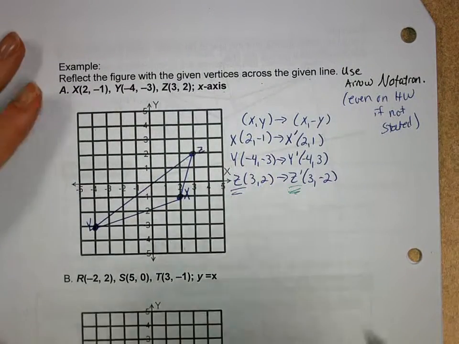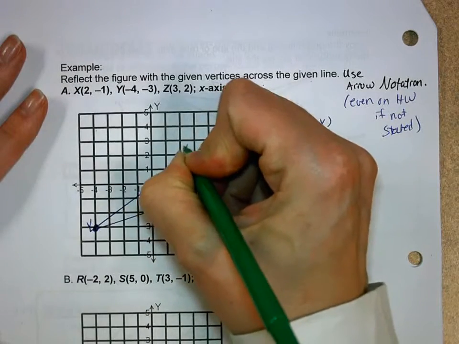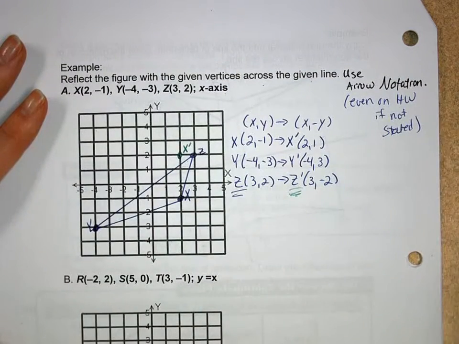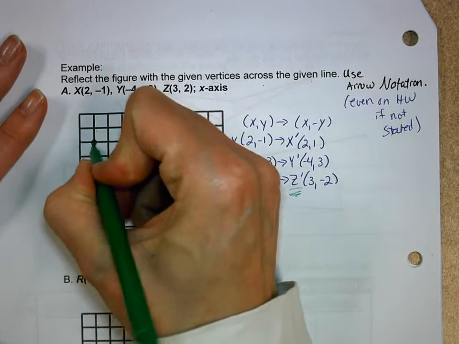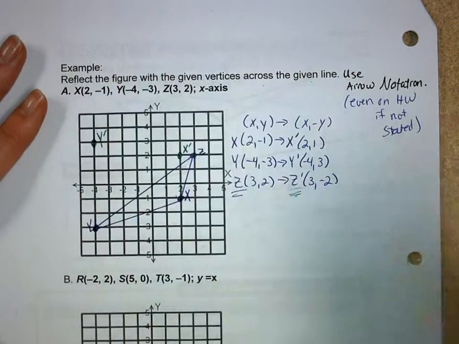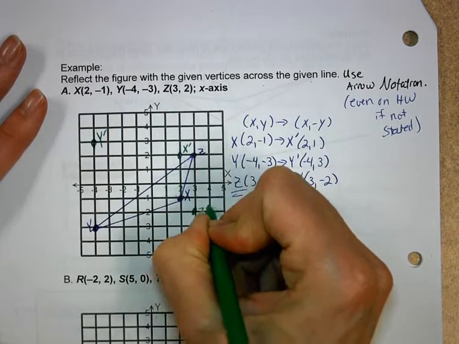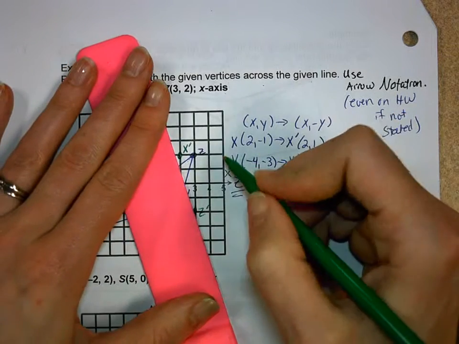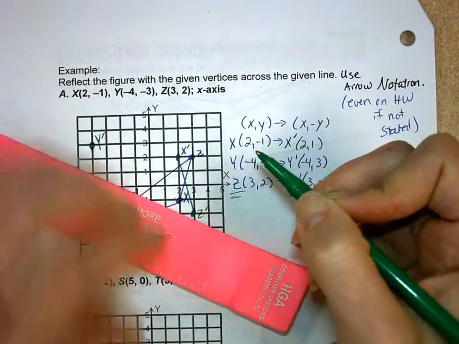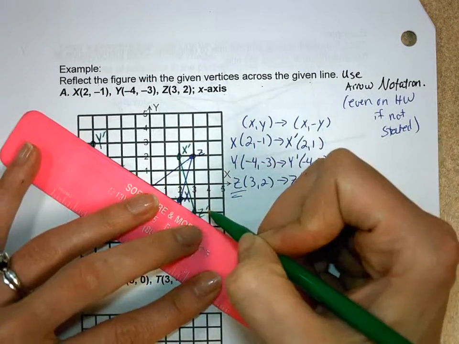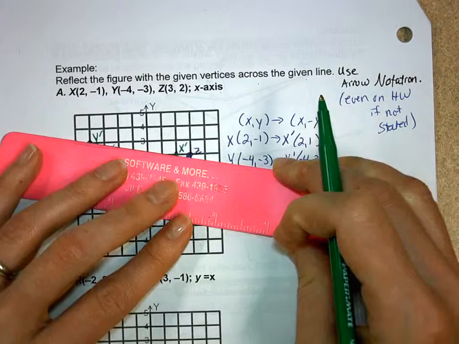Now let's go ahead and put our primes in. X prime is going to be at (2, 1), right here. X prime. You see the green? And then we have Y prime at (negative 4, 3), so over here, there's your Y prime. And then we have Z prime at (3, negative 2). Now you just connect your vertices with these, putting your points together.